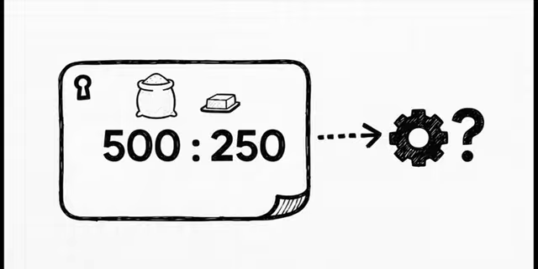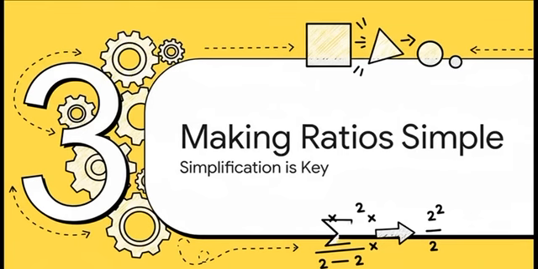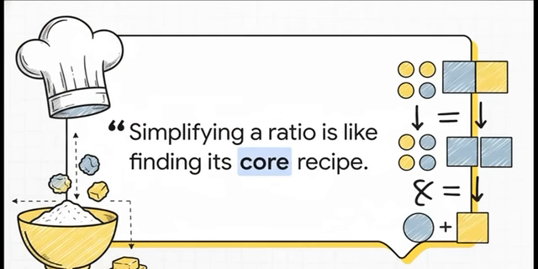And this brings us right back to where we started. The ratio of flour to butter is 500 to 250. This is our core instruction, right? The secret code of our recipe. But you gotta admit, it's a bit clunky, isn't it? We can make that so much simpler. And that brings us to an absolutely crucial skill, simplification. This is where we take those clunky numbers and we turn them into something elegant, easy to understand, and way more powerful.